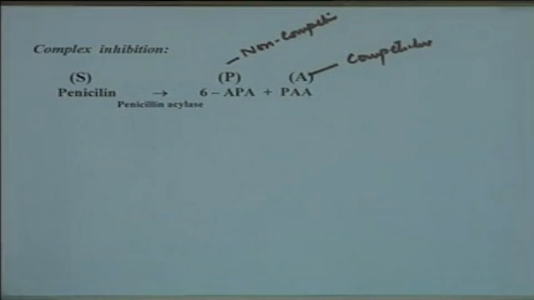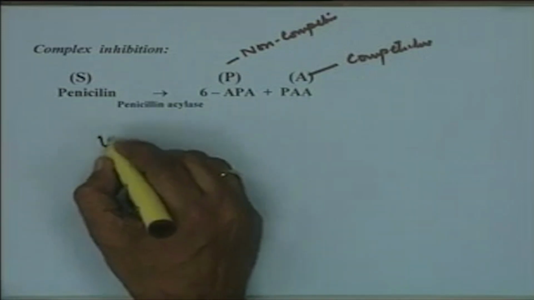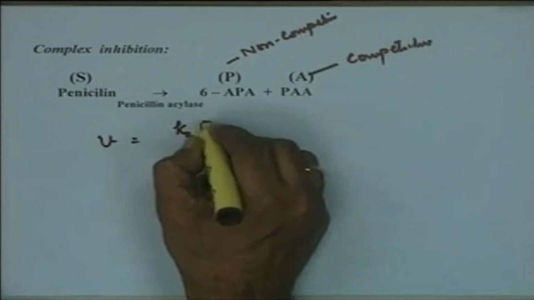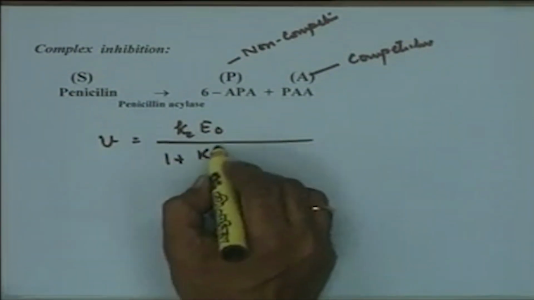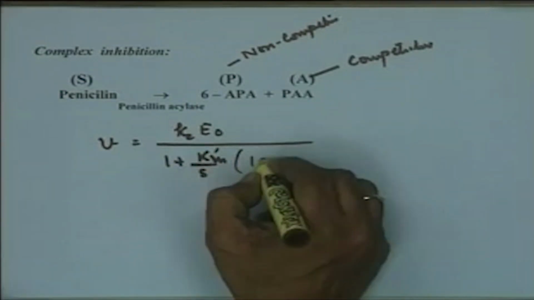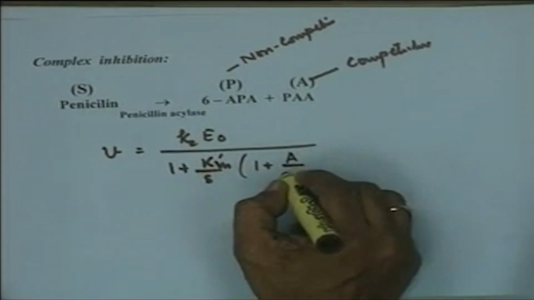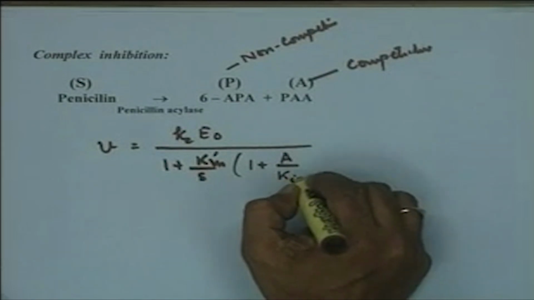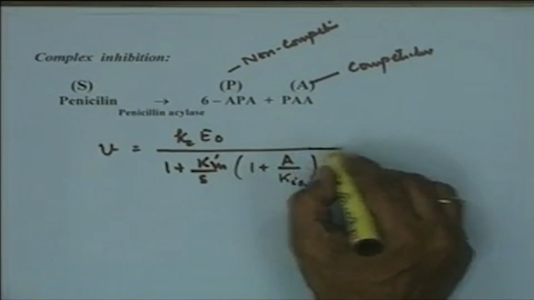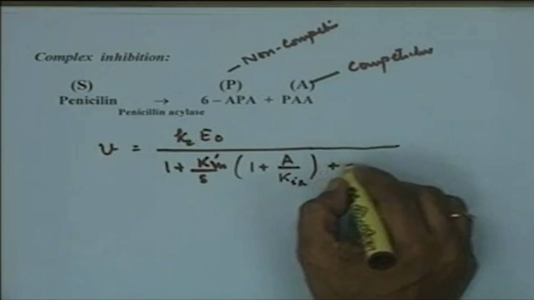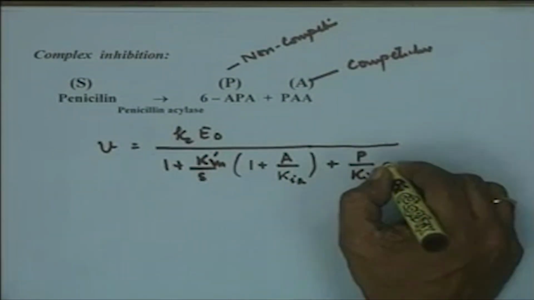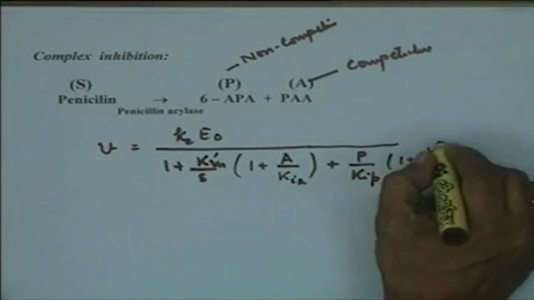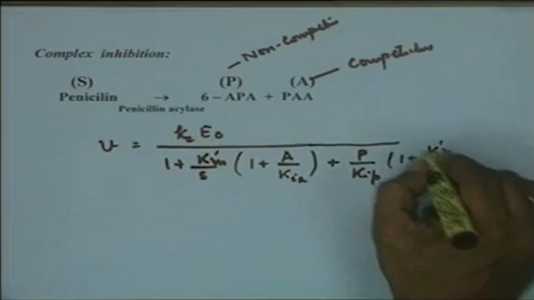For example, in this practical case of penicillin acylase catalyzed hydrolysis of penicillin, the kinetic rate expression comes as V equal to k2 E naught upon 1 plus Km upon S, K dash M upon S, 1 plus A upon KIA. I am using the same nomenclature as has been reported in one of the reports, and KIP, but I think that is self-understandable, 1 plus K dash M upon S.